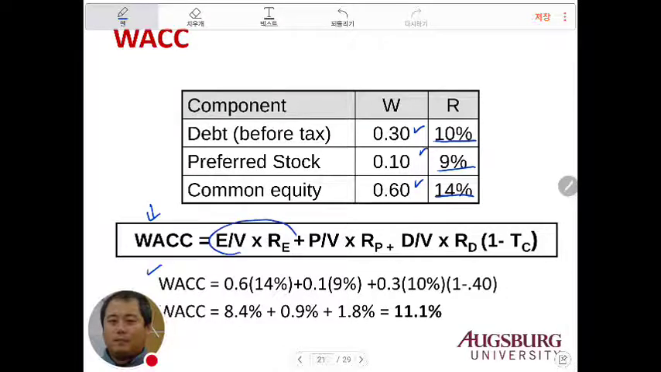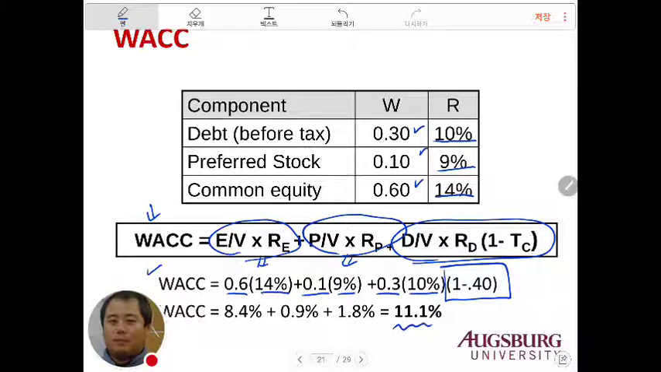So the first factor is the equity factor: weight of equity 60% times cost of equity 14%. The second factor is the preferred stock factor, 10% preferred stock weight times 9% preferred stock cost. And then the third factor is the after tax cost of debt: 30% weight of debt, 10% before tax cost of debt, and then 1 minus the tax rate. If you compute this, 11.1% is the weighted average cost of capital. So that's how to compute the weighted average cost of capital, WACC.